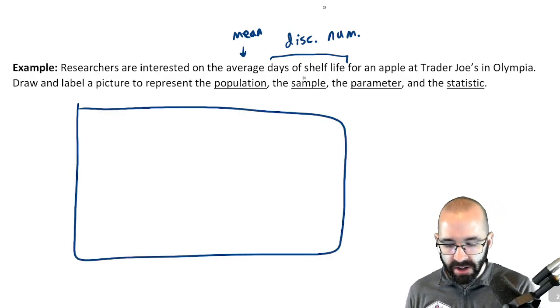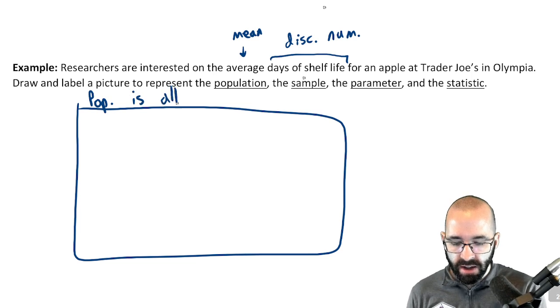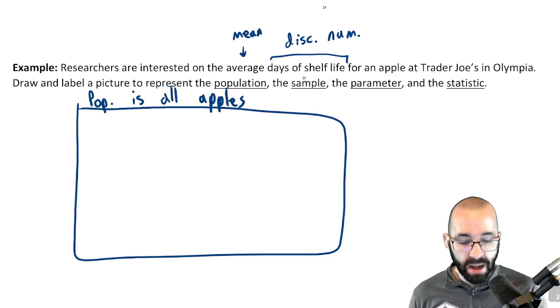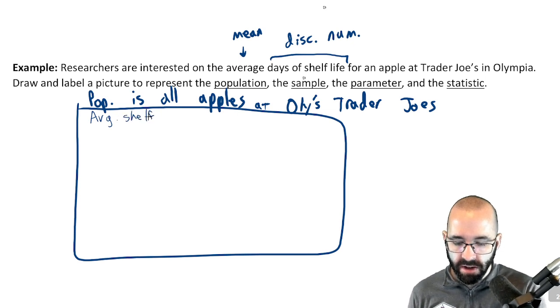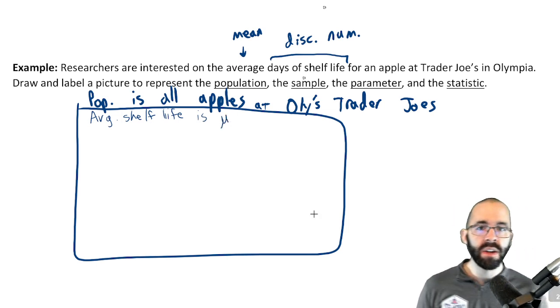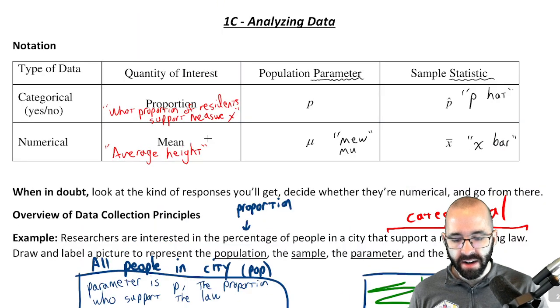The population is going to be over here. Population is all the apples at Olympia's Trader Joe's. And the real average shelf life is going to be mu. We don't know this. This is our parameter. We know that because we're looking at numerical data, so it's a mean. The parameter for the population is mu.